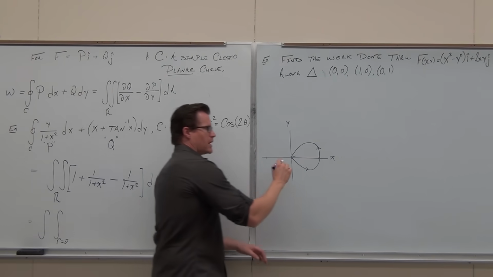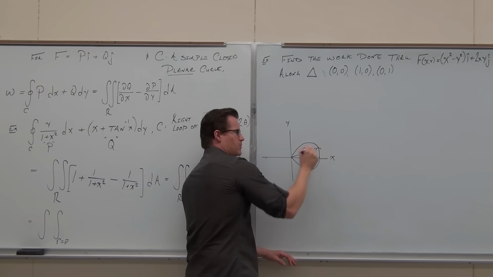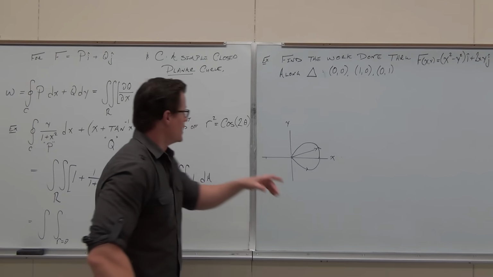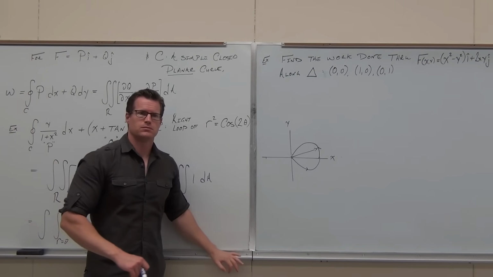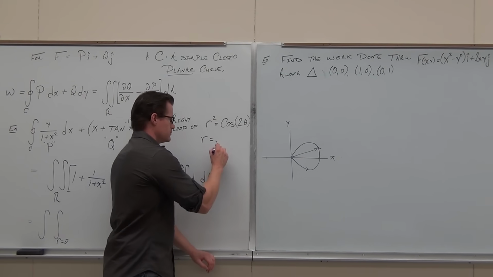And then no matter where I go, I'm going to be hitting this curve. Well, we have to define that curve because we want r equals. So we look back at our function. Can you solve that for r? Sure, pretty easy. r equals what? The square root of cosine 2 theta.